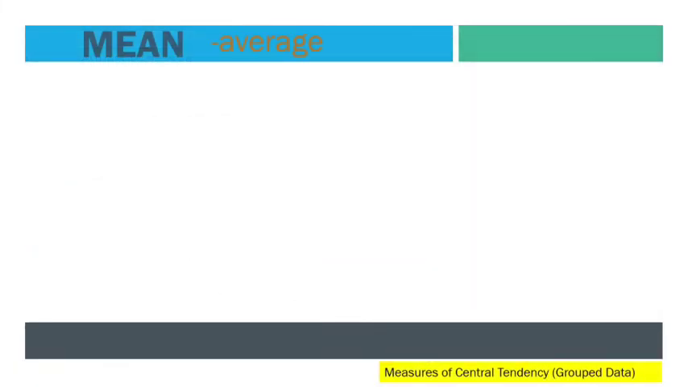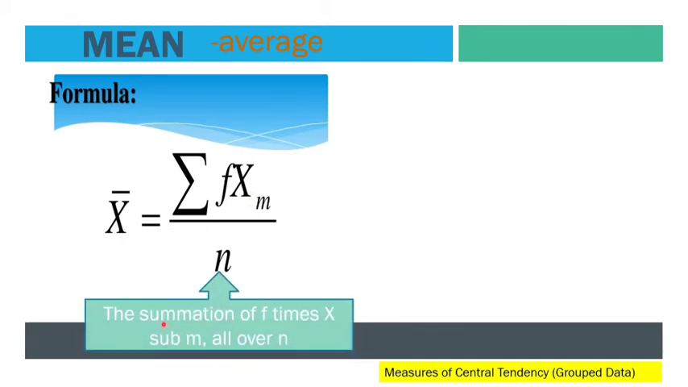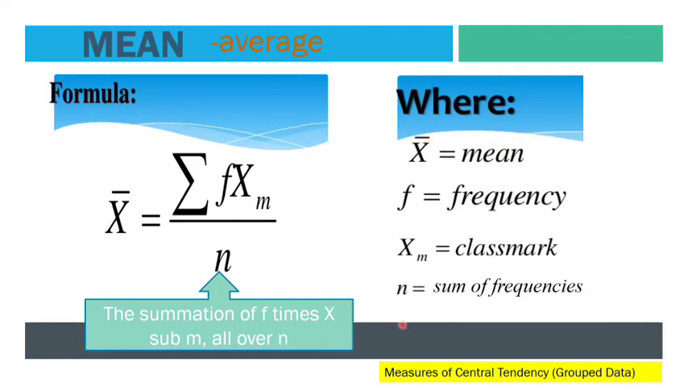Let's start now with the mean, which is most popularly known as the average. The formula in computing for the mean of group data is this. We read this as the sigma sign, the summation of F times X sub M all over N, where these symbols represent the following. The X bar, of course, is the mean, F is the frequency, X sub M is the class mark, and N is the sum of frequencies. Let's dig deeper on this with the next example.